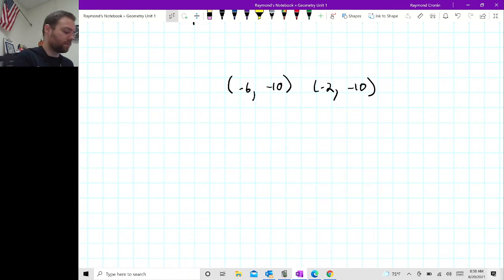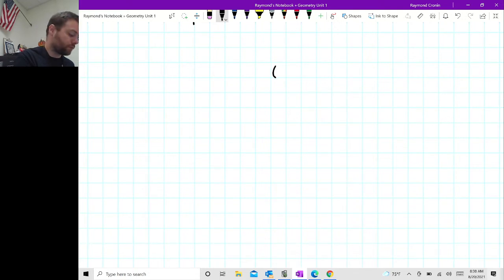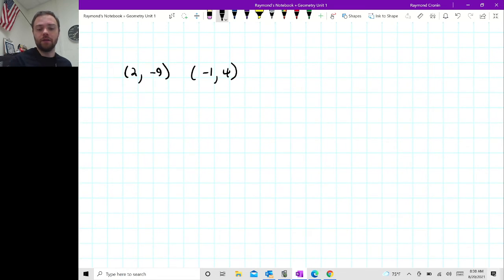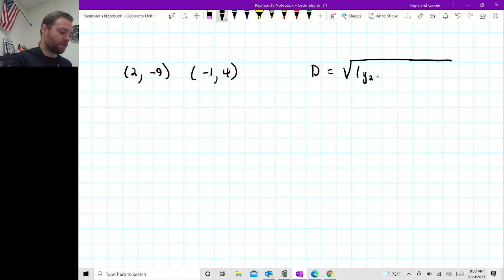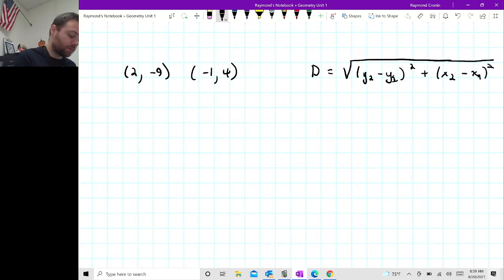So let me use, not these. Let me use this one. So let's say I've got these two coordinates, and instead of graphing, I just want to use the distance formula. So the distance formula is going to be the square root of y2 minus y1 squared plus x2 minus x1 squared. Okay?